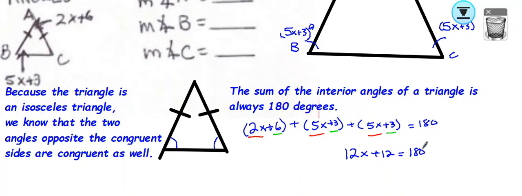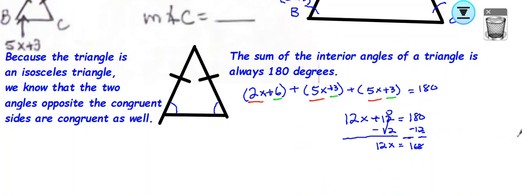Okay. So at this point, let's subtract 12 from both sides of the equation. And this cancels to 0. This is 12x now on the left-hand side of the equation. And 180 minus 12 is 168. Okay.